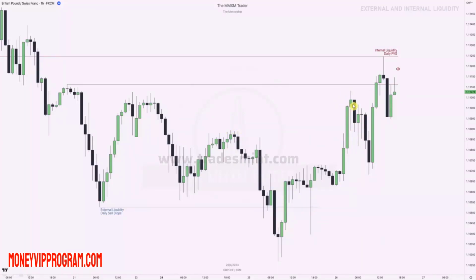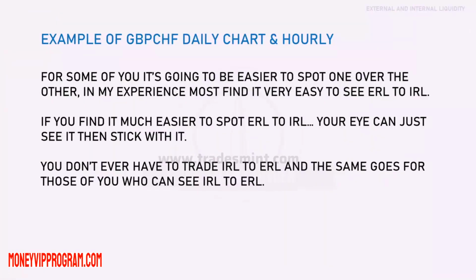Where are we going next? Back to internal, fair value gap down here. And then we're going to go for external again, which is this daily fair value gap. So we went to external on a 1 hour chart, and on the daily it's an internal range. For some of you it's going to be easier to spot than for somebody else, but in my experience I found it easiest to see external range to internal range first.